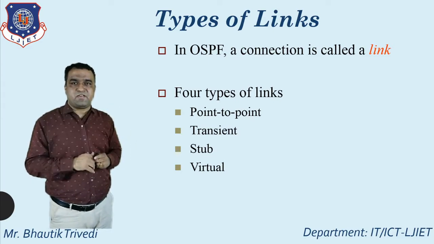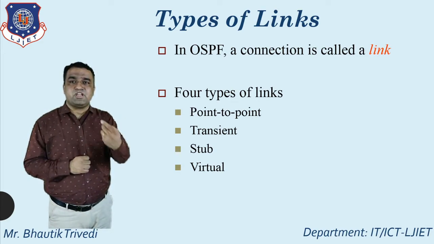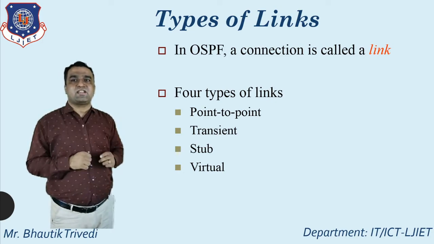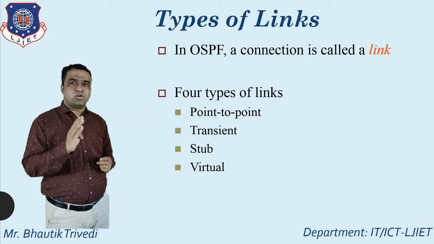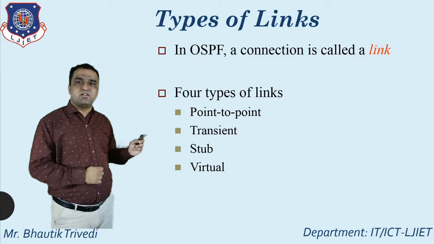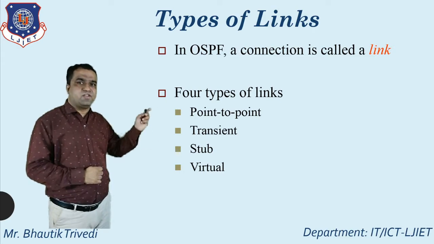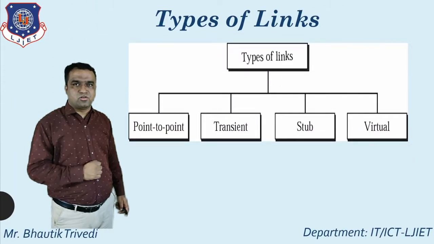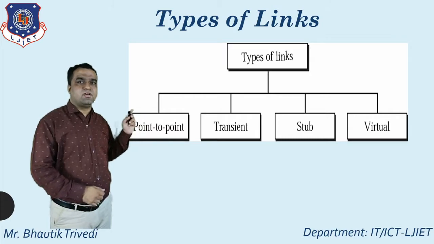used in OSPF. Mainly 4 types of link. Again I repeat, what is the meaning of link in OSPF? In OSPF, whatever connection you establish, that is known as a link. So how many types of link? 4. First one, that is the point to point. Second one, that is the transient. Third one, that is the stub. And fourth one, that is the virtual. So whatever the different links, you just see the diagram, you can directly understand. So 4 types of link: point to point, transient, stub, and virtual.